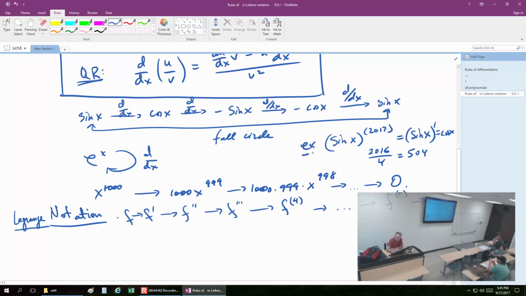Okay, great. So what if you need to differentiate the exponential function 2017 times? Exponential function base e. It's still the same. And then what if you have x squared, or a polynomial of degree 2000, and you differentiate it 2017 times? What's the answer? 0. Okay, right.